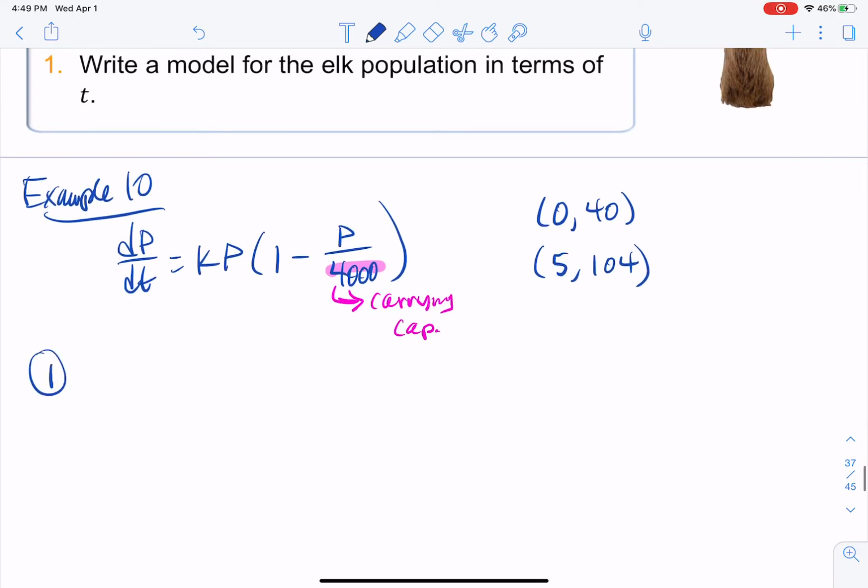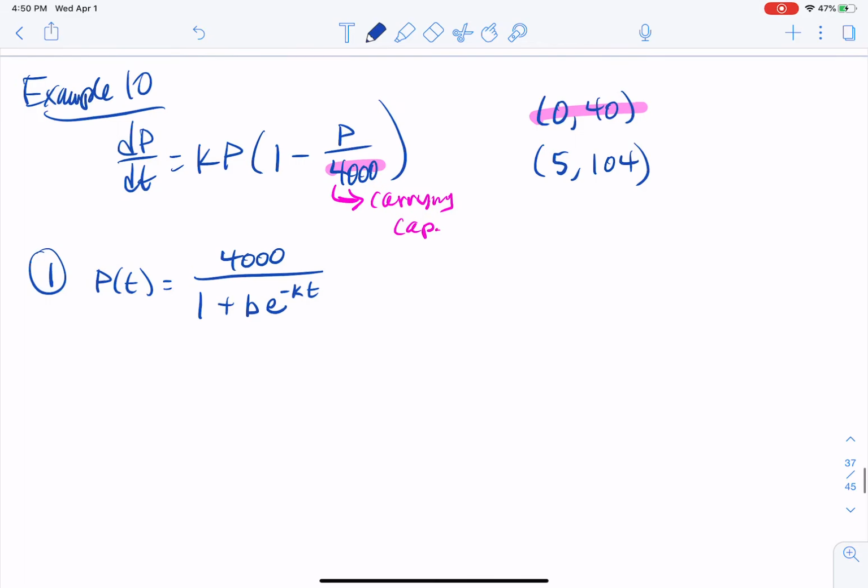Number 1, we've got our population P equal to its carrying capacity of 4,000 over 1 plus b, times e to the negative k, which we don't know, times t. We don't know b either, do we? Can we solve for it? I think we can. I don't remember the little formula for b, but that's okay. If we don't remember it, all we have to do is use the initial condition, and then we can easily solve for it because the e to the stuff is going to cancel out. So let's do that.